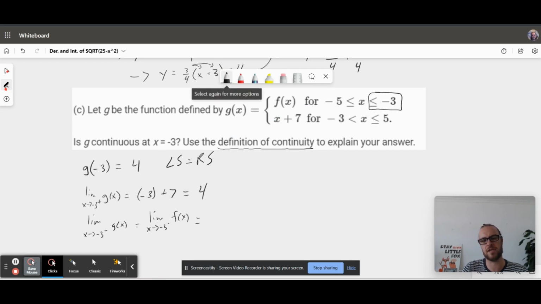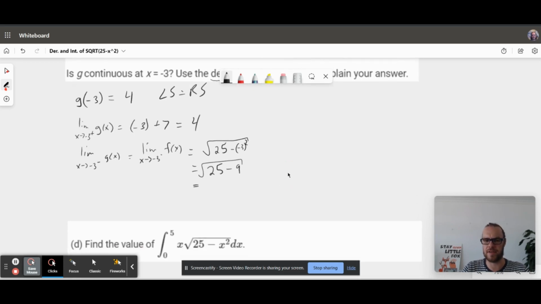We need to use the original function, and the original function was simply the square root of 25 minus x squared, so -3 squared. And this becomes the square root of 25 minus 9, which is the square root of 16. Like I said, we have done this before. I'm just showing it again to be thorough for us. And so it's, of course, 4. At that point, we can see that the left side and right side are both 4, and they exist at 4. So therefore, the whole thing is going to be continuous.